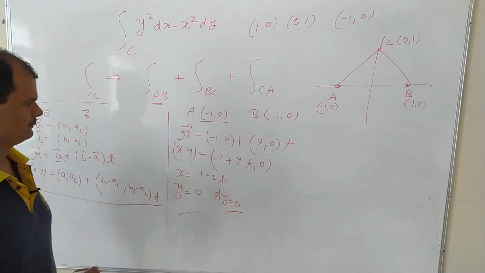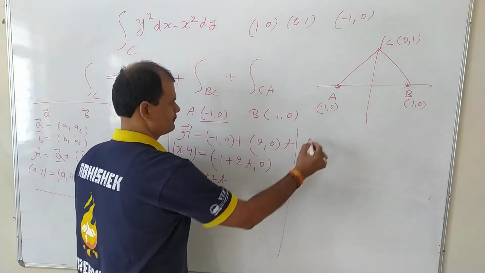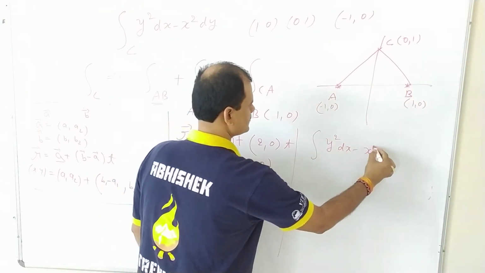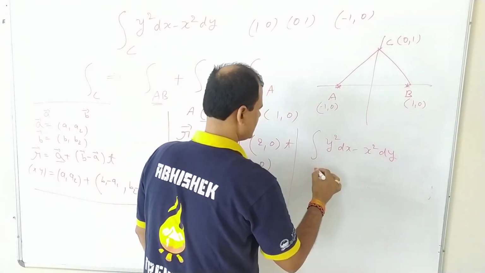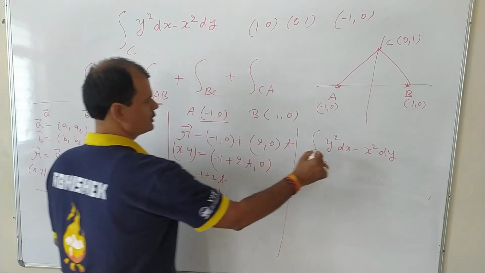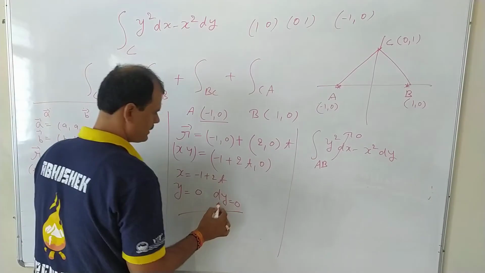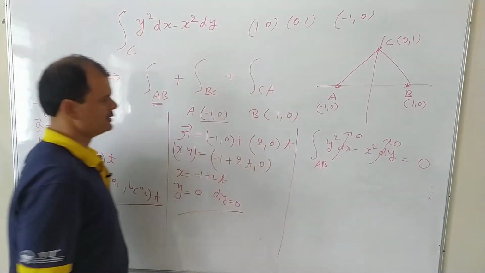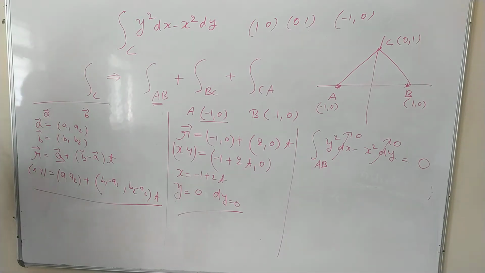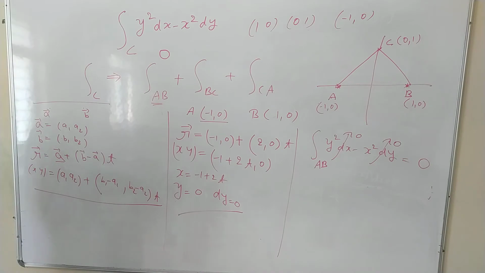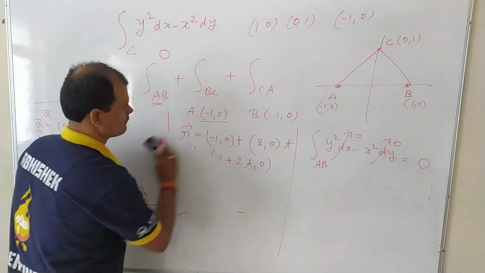Fine. Then this integral y square dx minus x square dy along this AB. So what is happening? Here y is 0. So this term is 0. Dy is 0. This term is 0. So along this AB your answer is 0. Fine, clear? Okay. So this answer is coming 0.